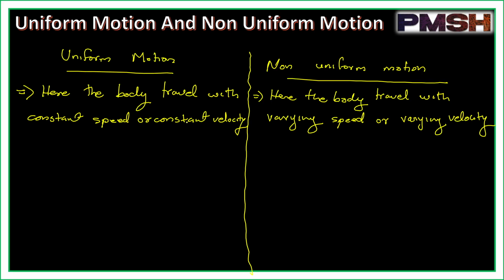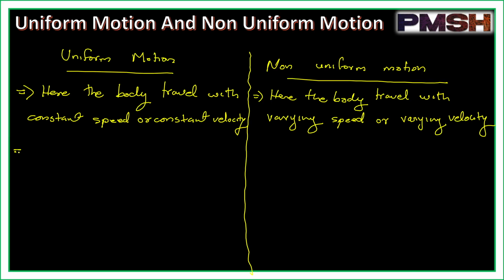So remember, we have said it is constant velocity or constant speed. Then what about the distance covered? If a body is traveling with constant speed or constant velocity, then the distance or the displacement of the body will be equal in equal intervals of time, isn't it? I will prove it using an example. But just now understand that if the speed is constant or the velocity is constant, the body will have equal distance or equal displacement in equal intervals of time.